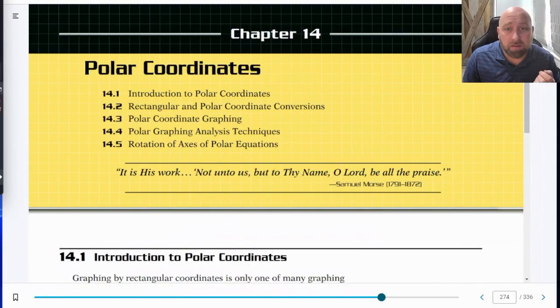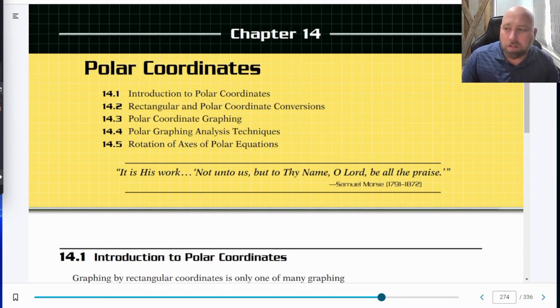So let's go ahead and look down here at the book. We're in chapter number 14 on page 274. I love this quote right here. It is his work, not unto us, but to thy name, O Lord, be all the praise. So, in other words, this is quoting a Bible verse right here, but then he says, it is his work.